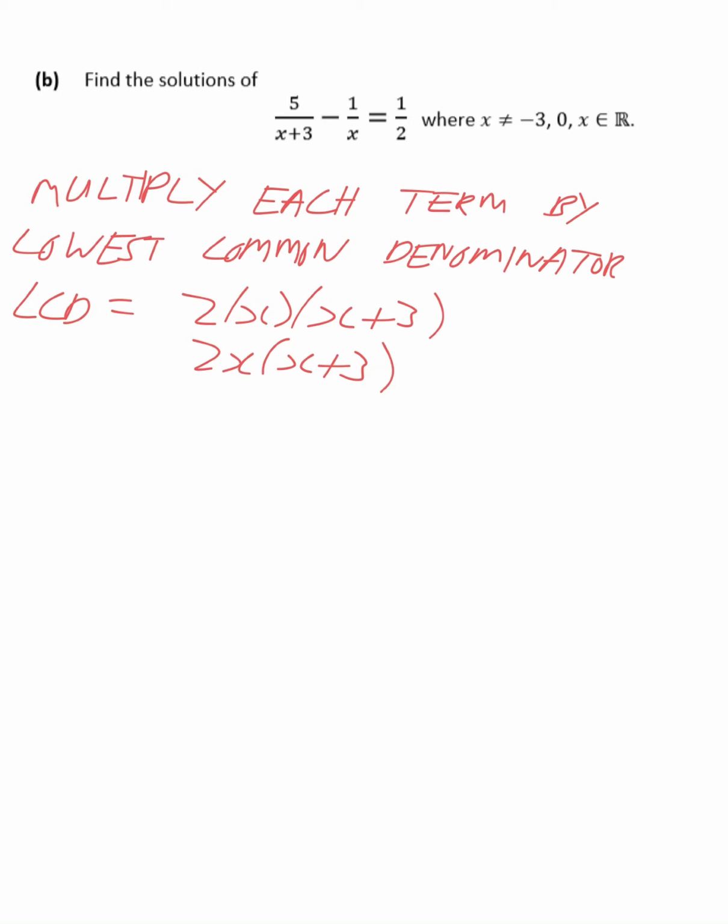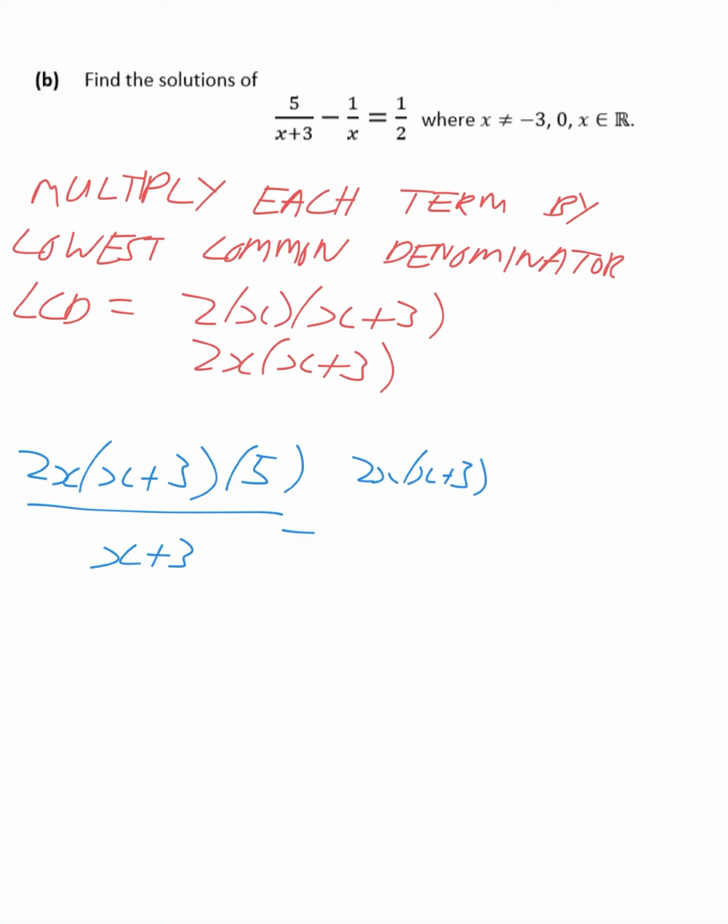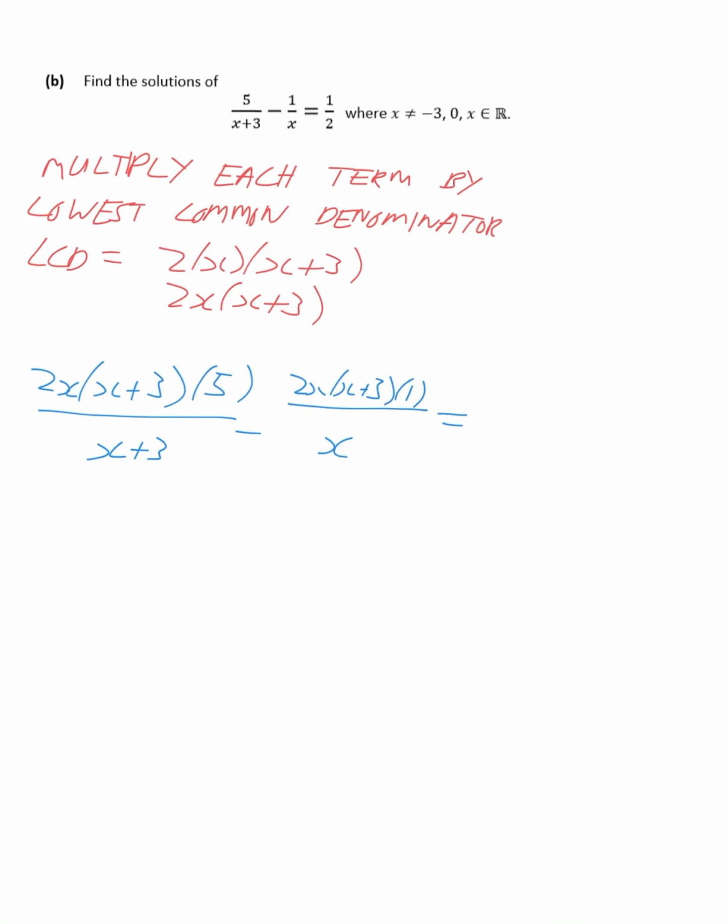So first of all, we have 2x times x plus 3 multiplied by 5 all over x plus 3, minus now 2x times x plus 3 just multiplied by 1 all over x, equals 2x times x plus 3 multiplied by 1 again, and all over 2.